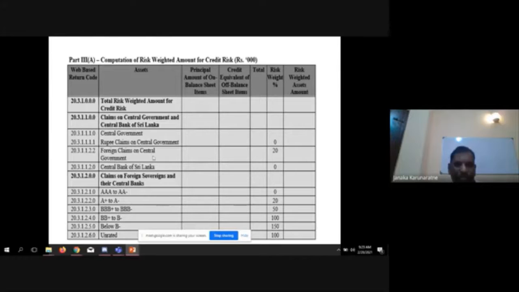So if you have a sovereign bond investment in the Sri Lankan government, then the credit risk weight is 20%. If you are using it for trading purpose, then definitely you have to apply the market risk component as well. Is that right, or anything else?